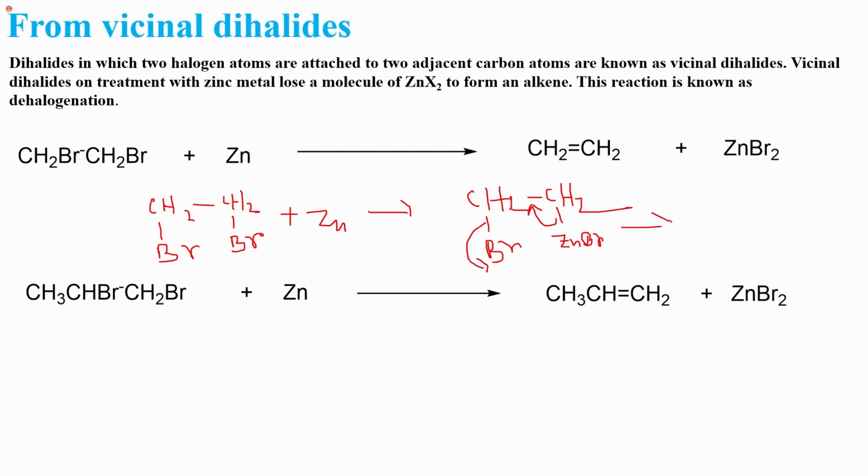Then what will you get? You will get zinc bromide, ZnBr2, plus this alkene moiety, CH2 double bond CH2. So from a dihalide we can also end up getting the alkene moiety.